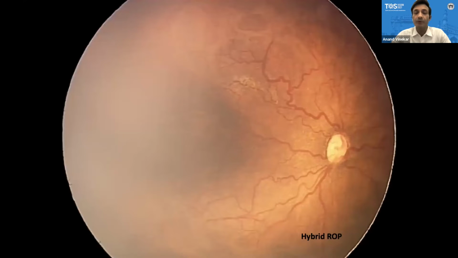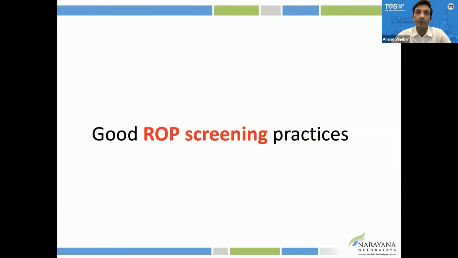The PGI group reported this new entity called the hybrid ROP, where you see not just aggressive ROP in some quadrants, but you actually see the classical ROP in the other quadrants. And these don't do as well with treatment, so it's important to treat and prognosticate.